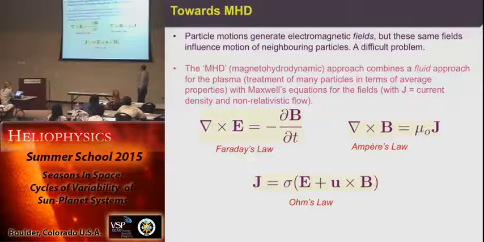For a lot of space plasmas, which are effectively collisionless, you can think of sigma as approaching infinity, and then you can convince yourself that you retrieve the classical relationship of E being minus U cross B. U here is the bulk flow velocity of the plasma.